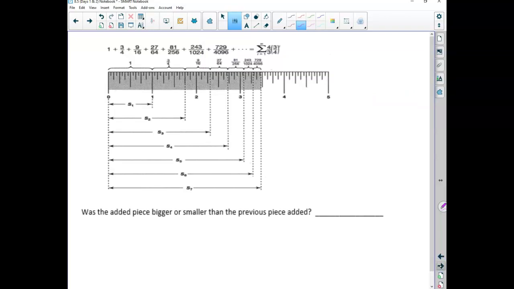Well, how about here? How about on my ruler? Here's my sequence I got going on, and I can see there's the first measurement I add, then there's the next measurement I add, there's the next measurement, and the next one.